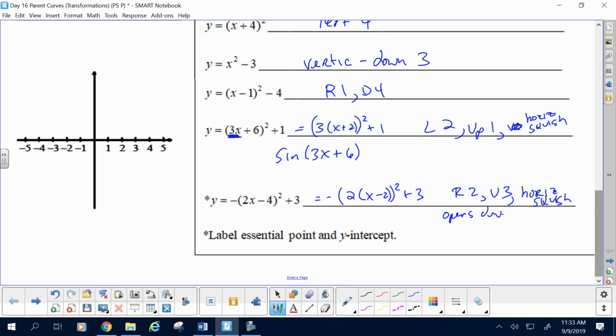All right. Would you then give a rough sketch of that graph? This graph is for that starred one again. Would you give a rough sketch of that? And I want 2 things. I want you to show me the essential point, which is the vertex. I want you to give me the basic shape, and also find the y-intercept for me.